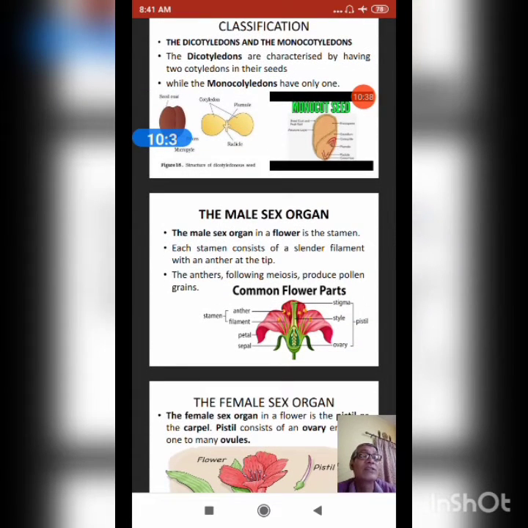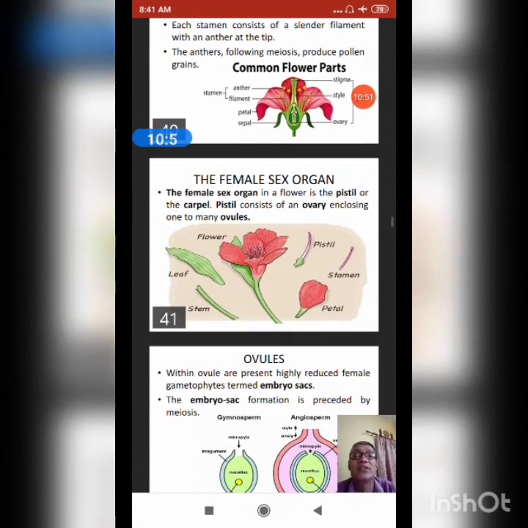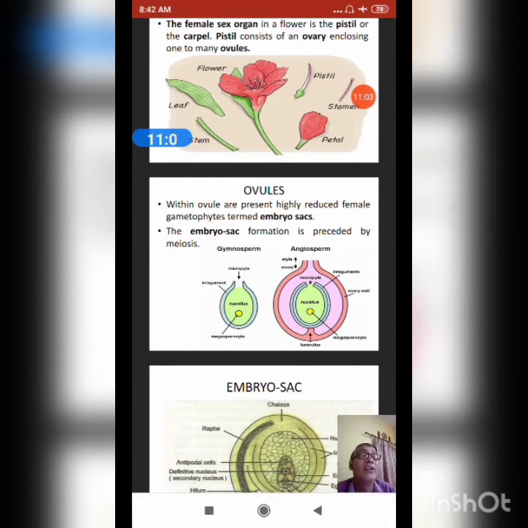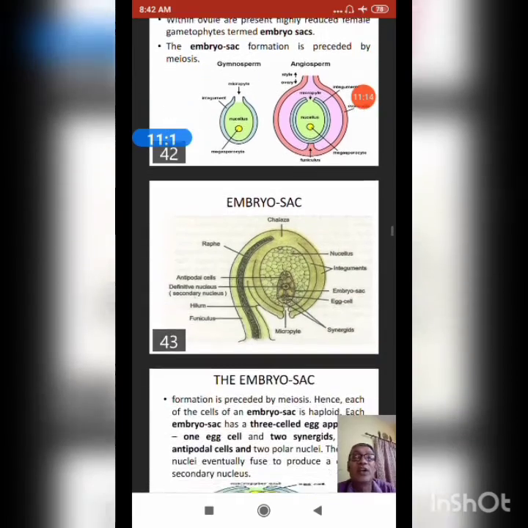The male sex organ in a flower is the stamen. The stamen consists of a slender filament with an anther at the tip. The anther, following meiosis, produces the pollen grains. Let us talk about the female sex organ. The female sex organ in a flower is the pistil or carpel. The pistil consists of an ovary enclosing one or many ovules. So far as ovules are concerned, within the ovary is present a highly reduced female gametophyte, termed the embryo sac. Embryo sac formation is preceded by meiosis. Let us see the picture of the embryo sac.